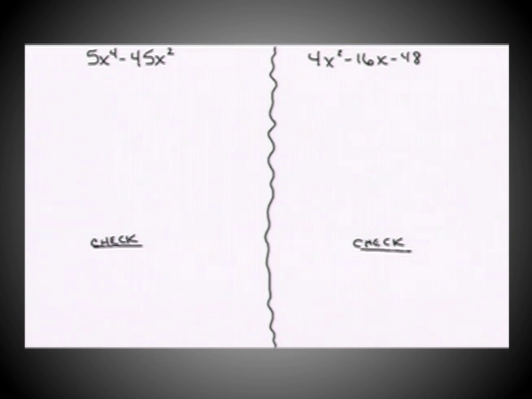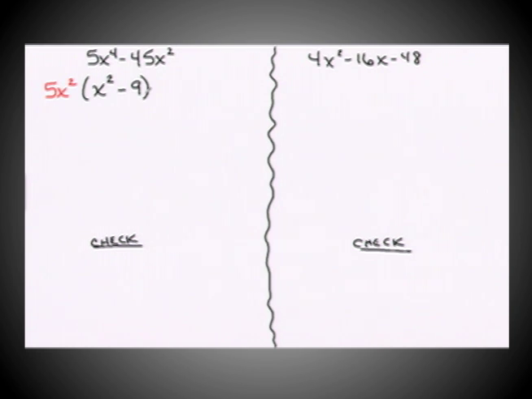Now remember, with our process, no matter which factoring method you end up using, you always want to check for a GCF first. And you may notice that this binomial does have a GCF of 5x squared. So if I begin by factoring out the GCF of 5x squared, I get 5x to the 4th divided by 5x squared leaves us with x squared, and negative 45x squared divided by 5x squared leaves negative 9.